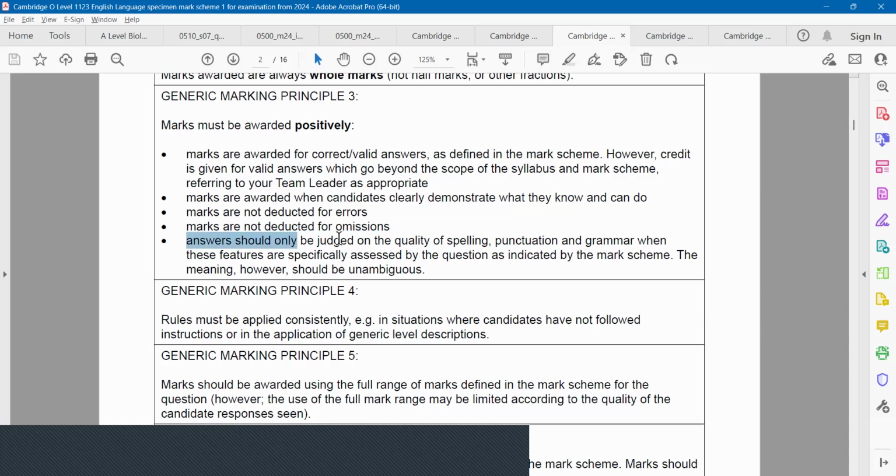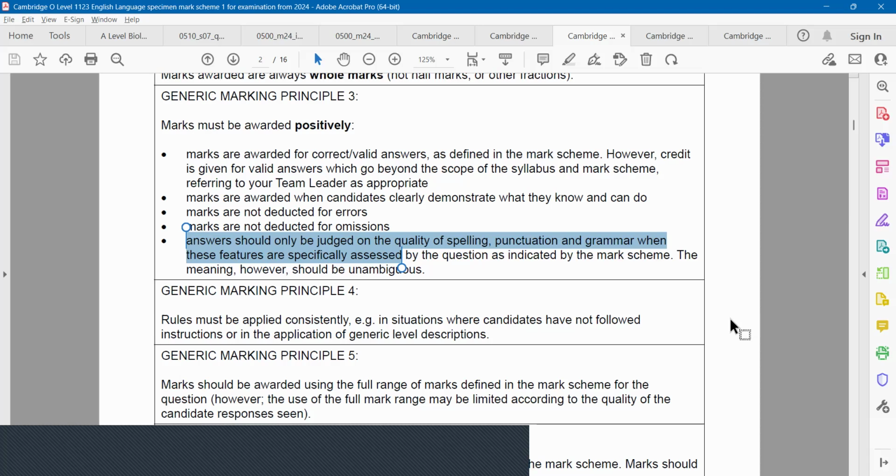Answers should only be judged on the quality of spelling, punctuation, and grammar when these features are assessed. So for example, in your comprehension, spelling, punctuation, and grammar isn't the focus, unless your spelling gives a completely different meaning or makes the word not understandable. But if the spelling is slightly wrong and it sounds the same as the word it should be, then you won't be penalized.